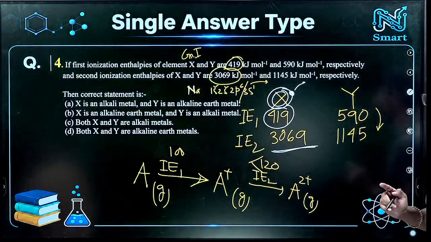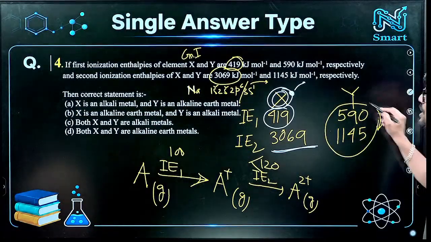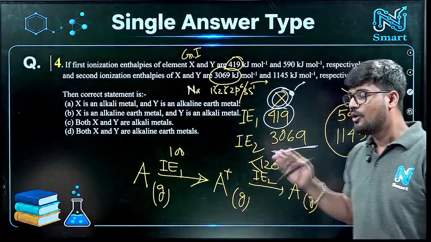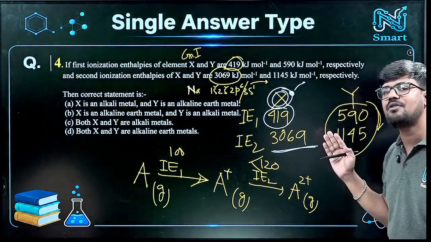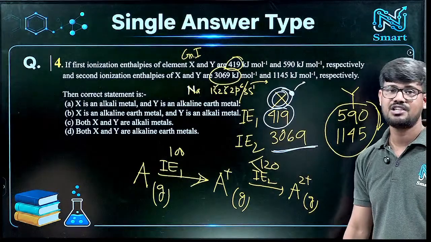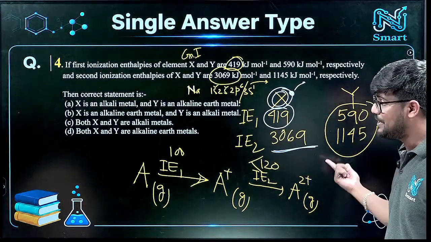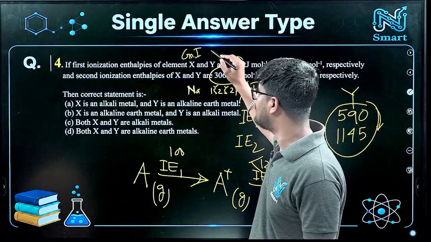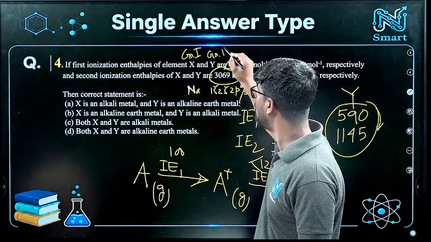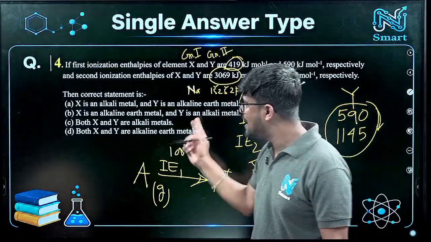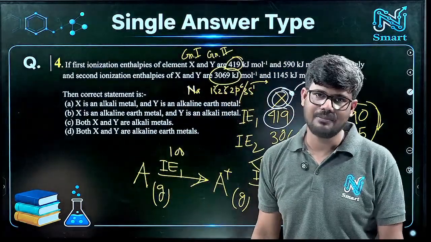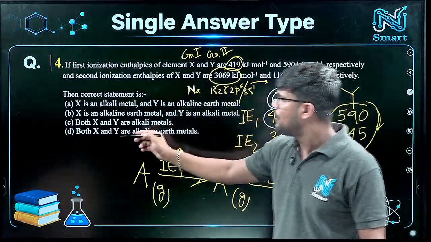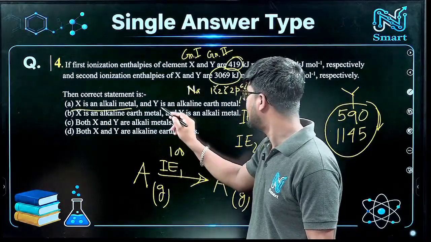So that means here at least 2 electrons are available. Since we don't have ionization energy 3-4 data, we can only say at least 2 electrons are available in the outermost shell. So that means it can be an alkaline earth metal, which is group 2. And if you see the options, only alkali metal and alkaline earth metal, these two terms are there. So by default your answer will be X is alkali metal, Y is alkaline earth metal.